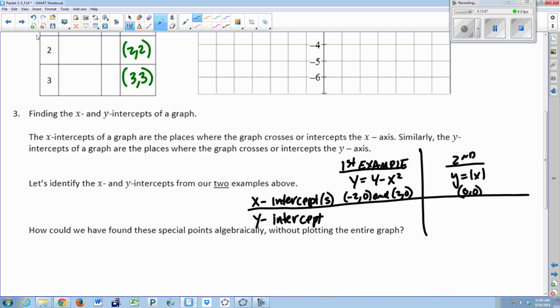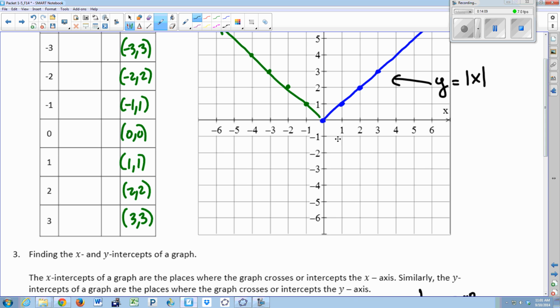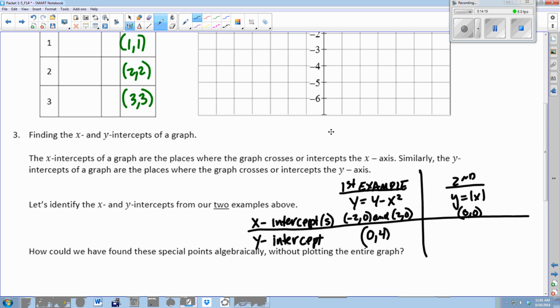All right, so the y-intercept on y equals 4 minus x squared was 0 comma 4. And someone else, let's see. Hannah, do you want to tell me what the y-intercept is here? Yeah, so for this particular graph, the absolute value, both the x-intercept and the y-intercept are exactly the same point, 0, 0.